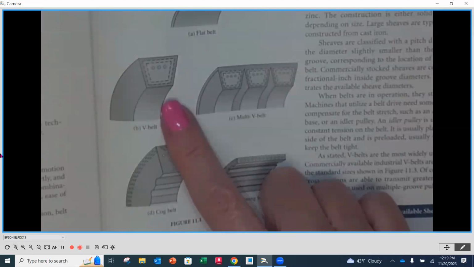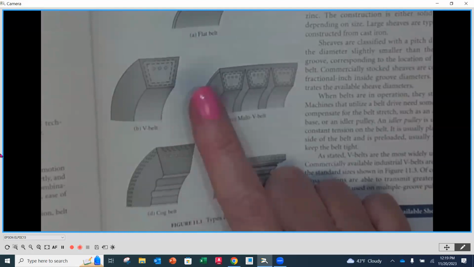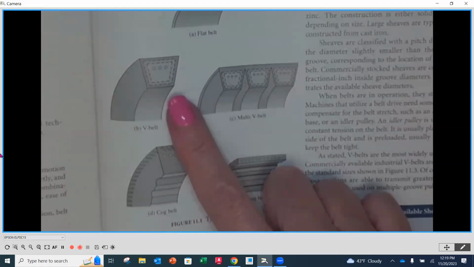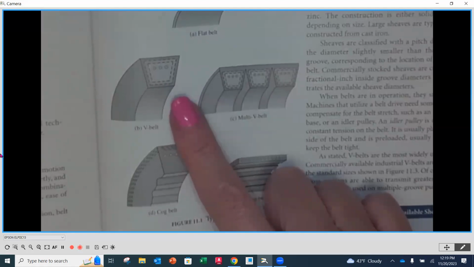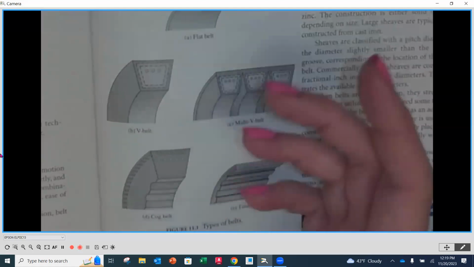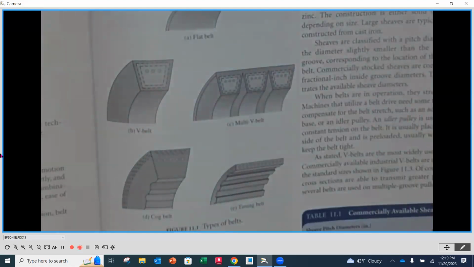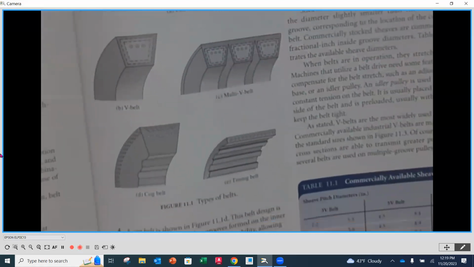So that if there is an overload or a jam or something sudden happens that wasn't expected, the belt starts to slip, okay? And that's good, because again, it's going to protect some downstream types of machinery that could be very costly to replace or repair.